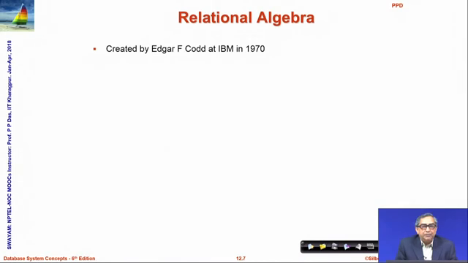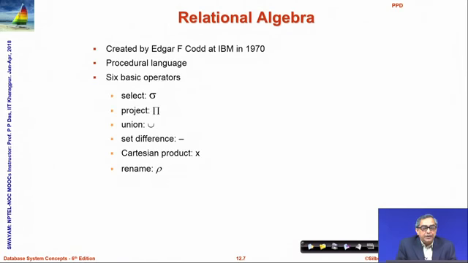Relational algebra was created by Edgar F. Codd at IBM in the 1970s. So, you can see that it is quite an old formulation. It is a procedural language. It has 6 operators. We have taken a quick view of these earlier. In this module, we will look at them at length: the select, project, union, set difference, Cartesian product, and rename.